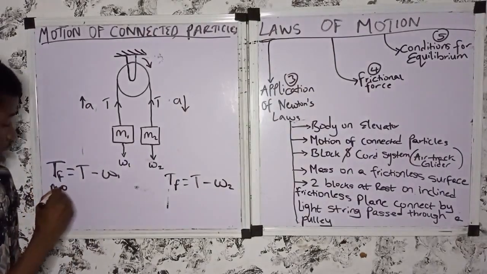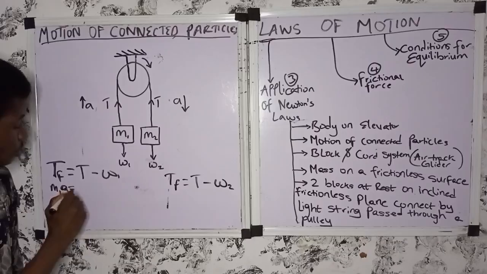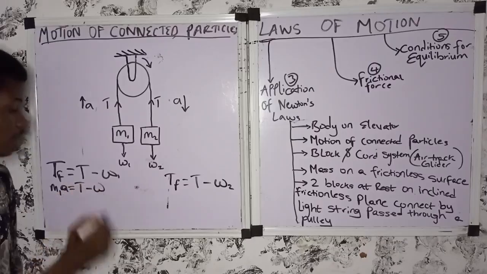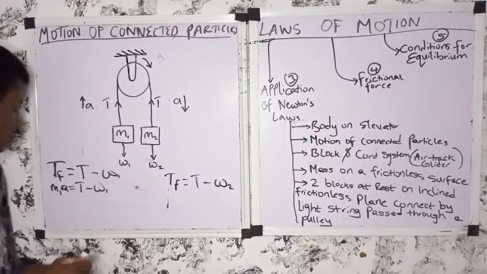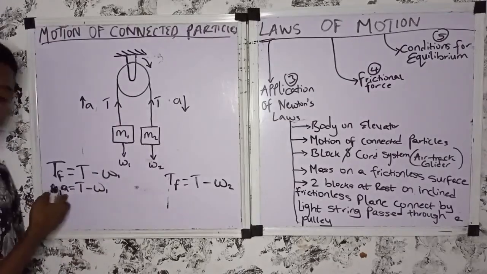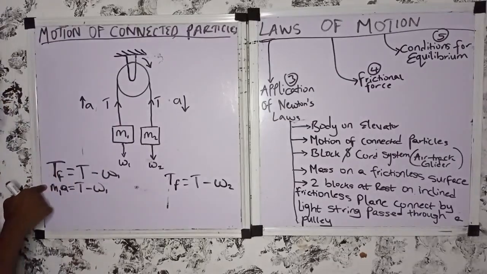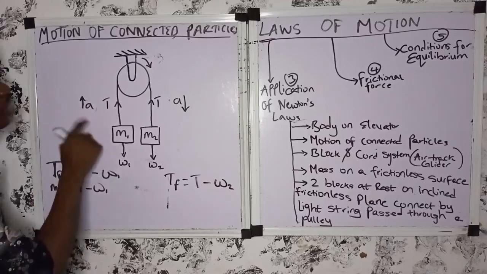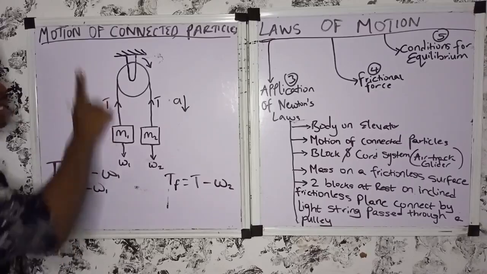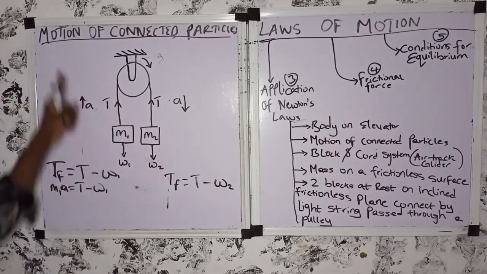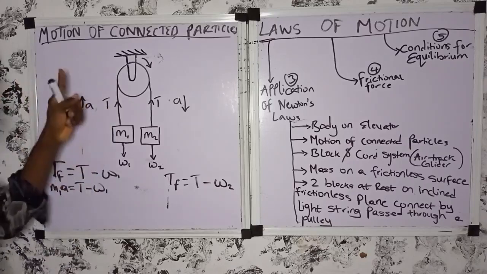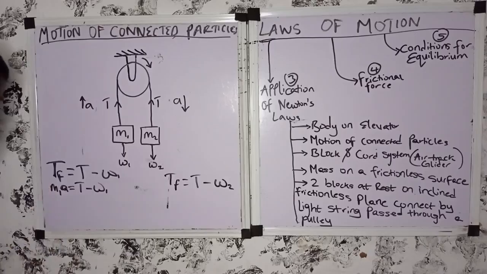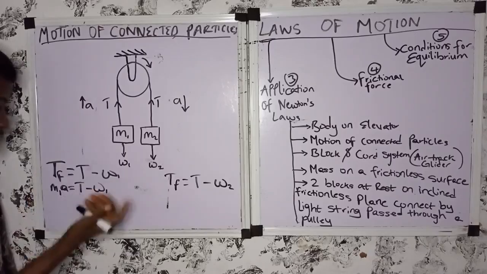M1A, right? Equals to what? Tension minus W1. Now, the acceleration here. The reason why you see that the acceleration is positive here is because this side is usually an upward motion, because the acceleration is moving upward. So this is why it's positive. The acceleration here is positive. Okay, so that is just it.